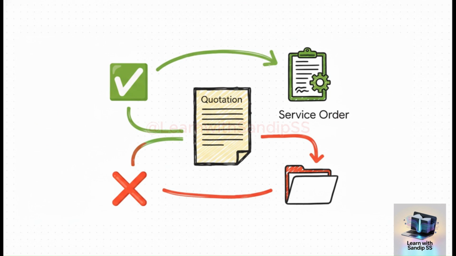If the customer says yes, the status changes to accepted. And this is the really cool part. It can automatically kick off a service order to get the work started. That's a huge time saver, and you can even handle partial acceptances. Now, if they say no, the status becomes rejected, and you can record exactly why the deal fell through, which brings the process to a nice clean end.